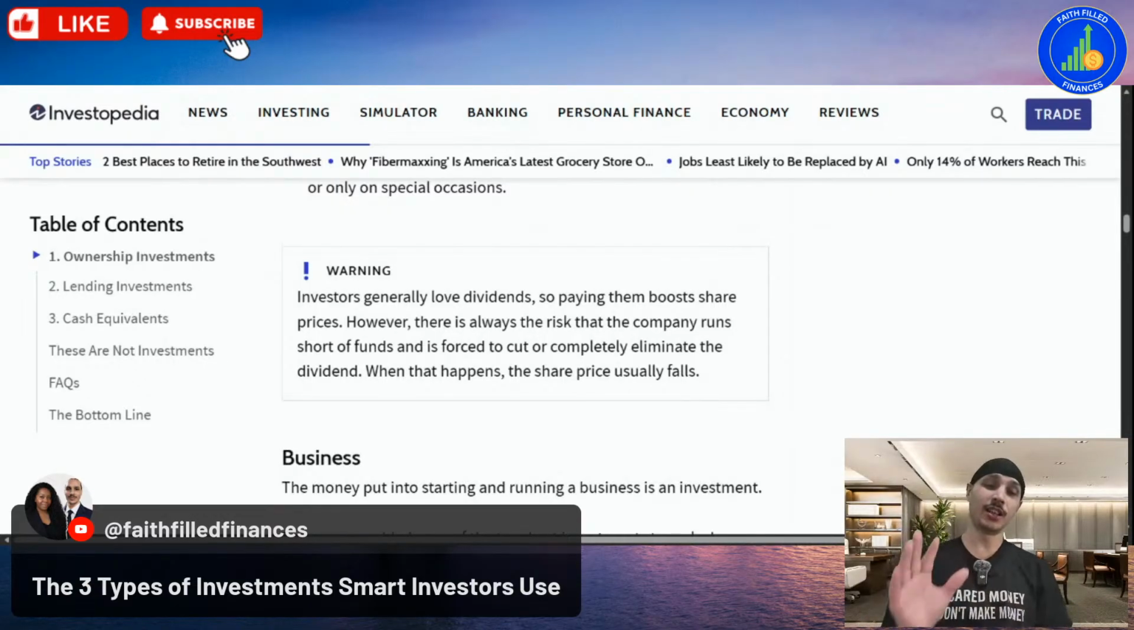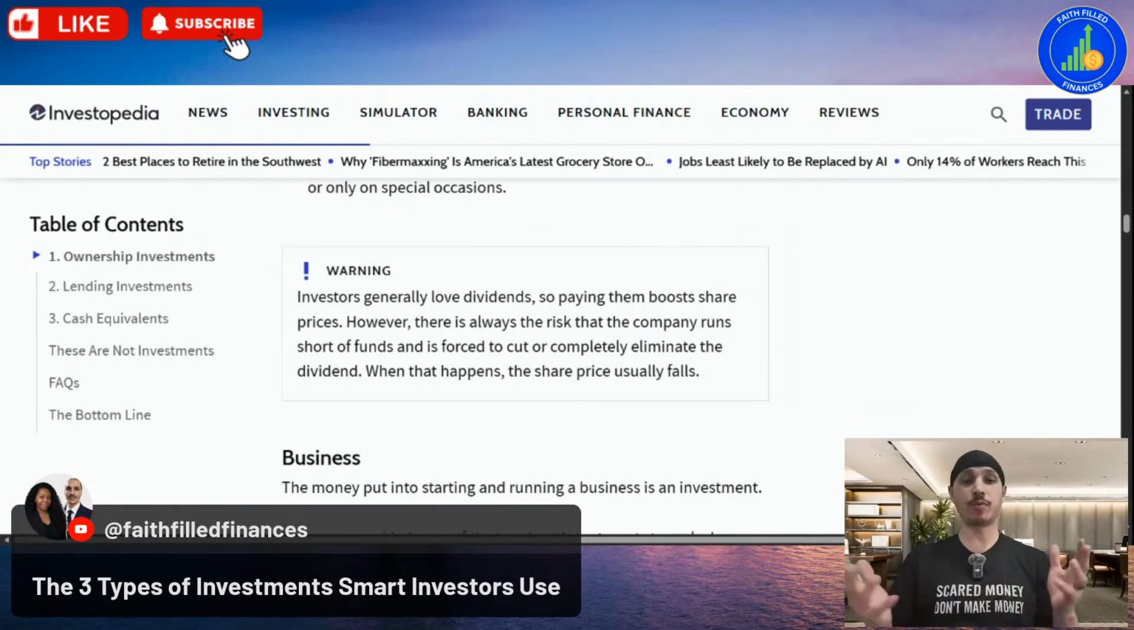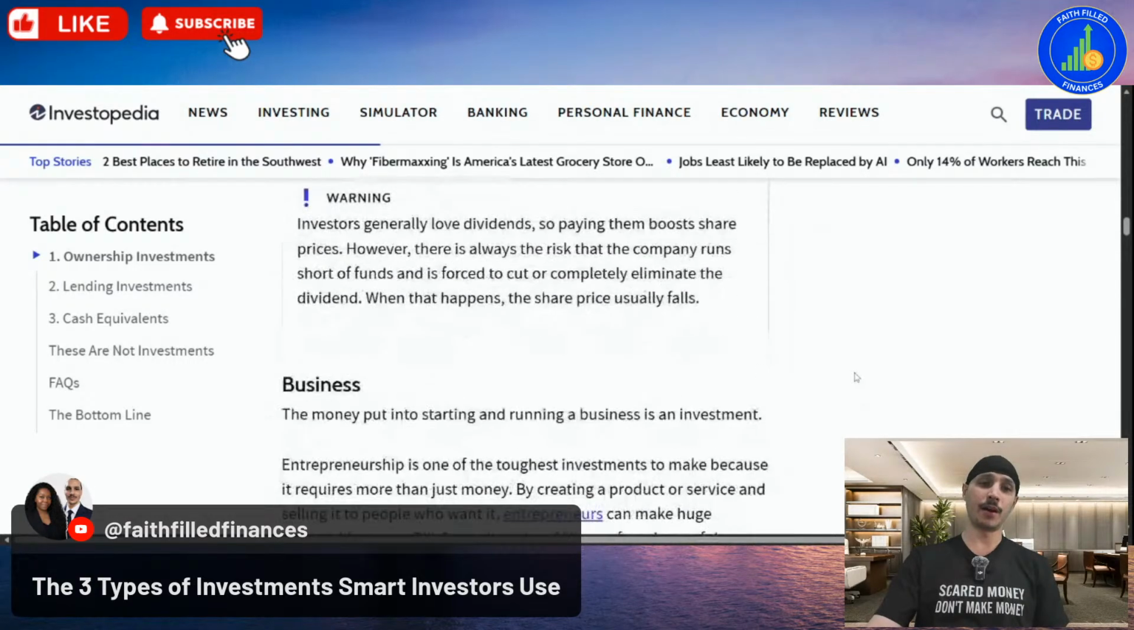Investors generally love dividends, so paying them boosts share prices. However, there is always the risk that the company runs short of funds and is forced to cut or completely eliminate the dividend. When that happens, the share price usually falls. So dividends is cool, family, but there's a warning to it. Just something to keep in mind.